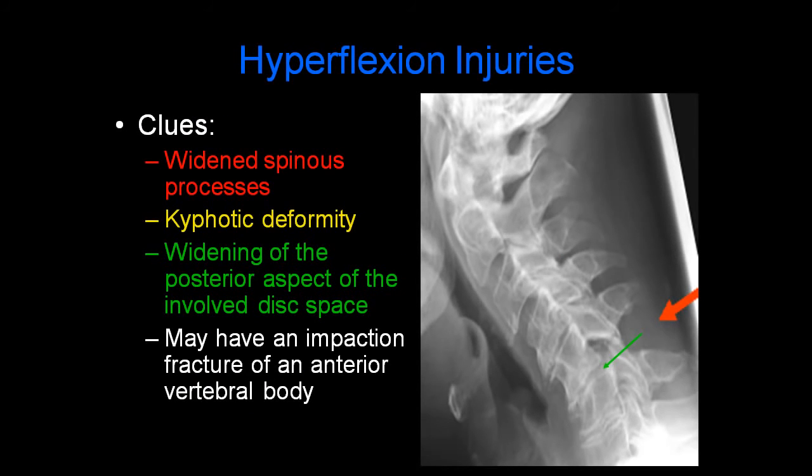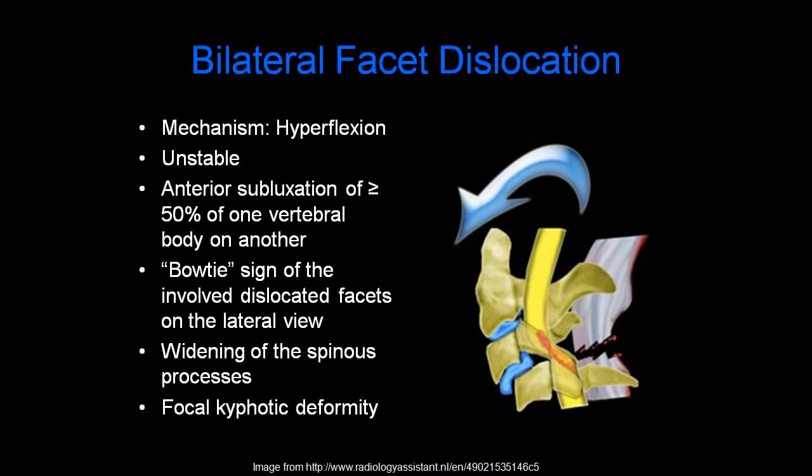Hyperflexion injuries are common injuries, especially with motor vehicle accidents. Clues include widened spinous processes, as we can see on this radiograph with the red arrow, kyphotic deformity, which we can see here with the yellow lines, as well as widening of the posterior aspect of the involved disc space, as we see with the green line. There may be an associated impaction fracture of an anterior vertebral body.